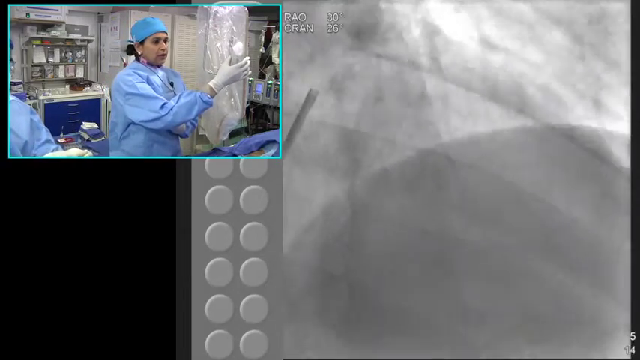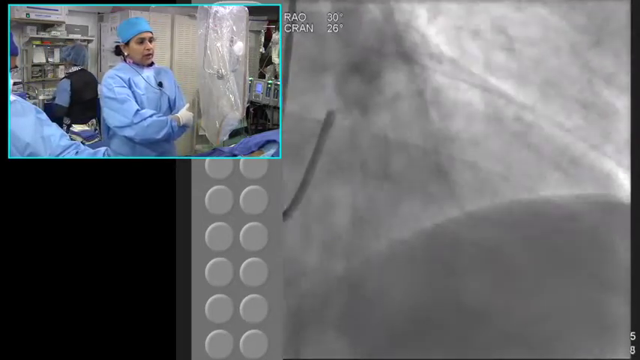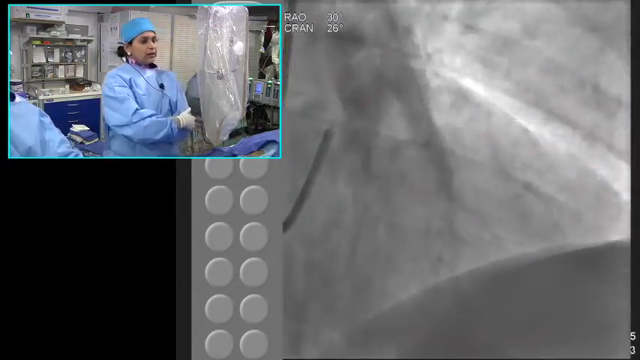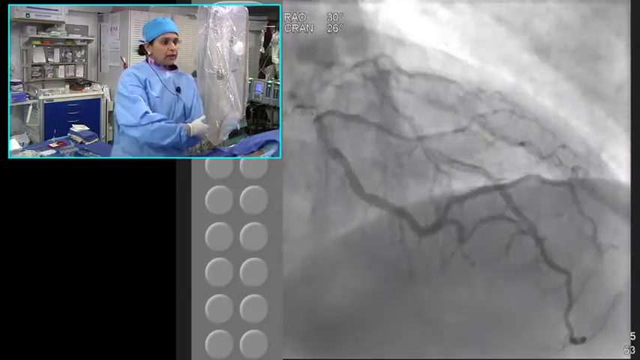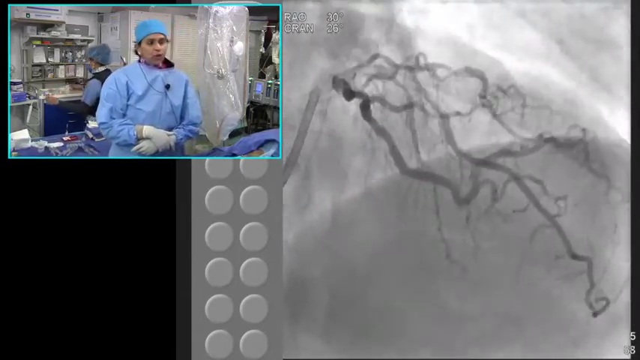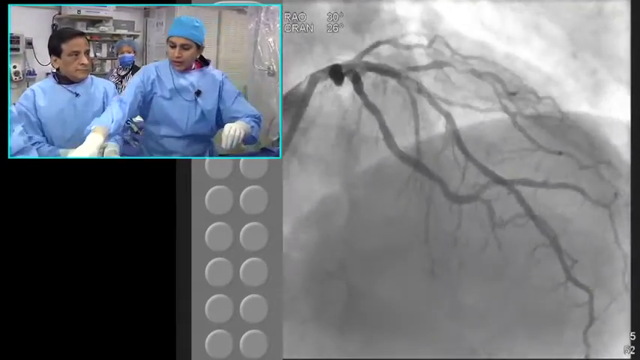And then we have a bifurcating proximal LAD. The lesion starts in the proximal LAD, extending into the mid LAD, with significant disease of a moderate-size diagonal. If you see that, it's probably like a 0-1-1 kind of bifurcation in the LAD diagonal.